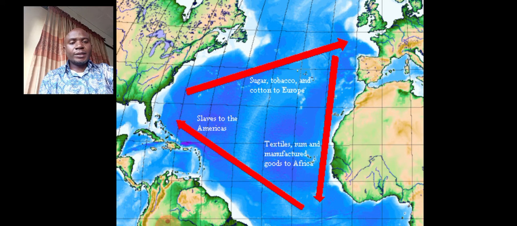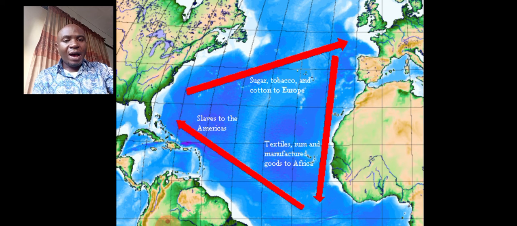Now, if you look at this world map, partly we can see Africa, we can see South America, we can see North America, then we can also see Europe. So the arrows here are pointing the movement that was involved in this Atlantic slave trade. Now, if you look at the movement from Africa, now you have here textile, rum, and manufactured goods that came from Europe.